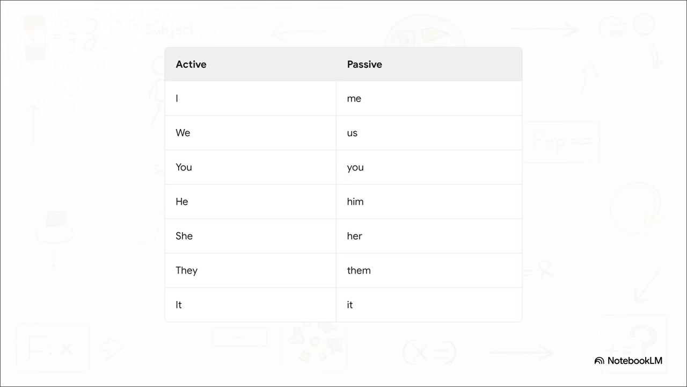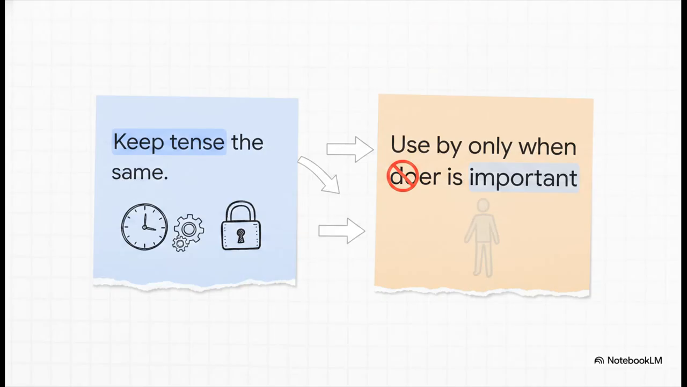You'll want to keep this checklist in your head so you don't lose easy points on simple pronoun mismatches. There are 2 super quick maintenance rules to keep in mind. First, never change the original time frame of the action. If the active sentence is in the past tense, your passive sentence must remain in the past tense. Remember, you're changing the focus, not the timeline.